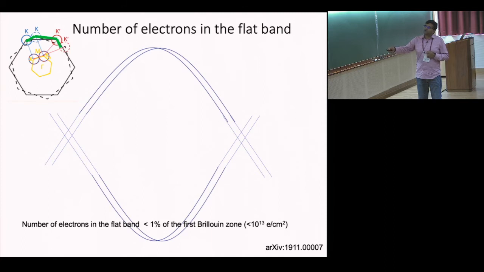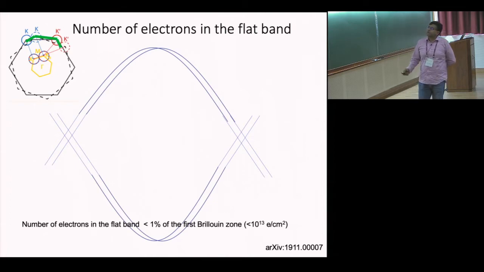So this is the spectrum of monolayer graphene. And of course, the Van Hove singularity for monolayer graphene is all the way down here at 1 eV. And so if I look in the unfolded zone, then the states that are participating in the flat band are only a small sliver of the entire Brillouin zone. They're less than 1% of the Brillouin zone. And so that's on the order of 10 to the 13 electrons per square centimeter, for those of you keeping count. So the question is, how can you put 10 to the 13 electrons per square centimeter without using a moiré pattern?